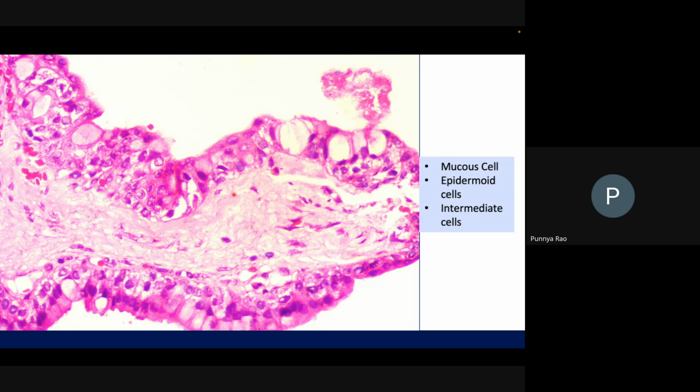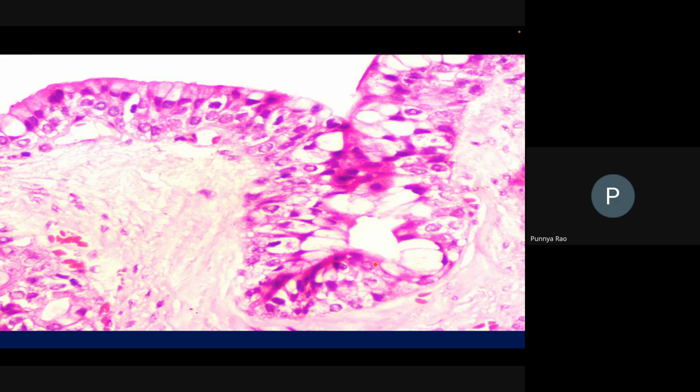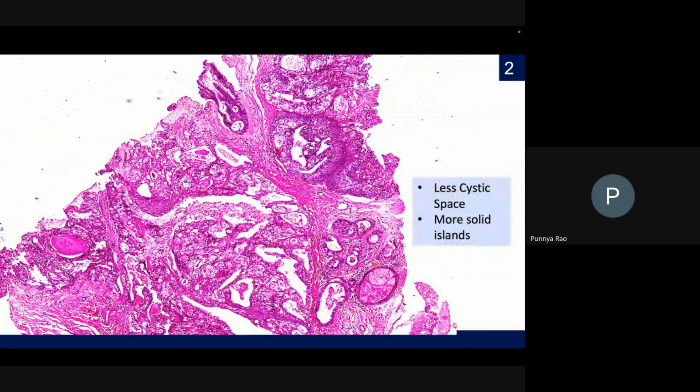If you see the cyst, it was lined by all the 3 types of cells. We had mucus cells, we had your epidermoid cells, and also we had the intermediate cells. You could also see some mitosis there. So this was signed off as the low-grade mucoepidermoid carcinoma.